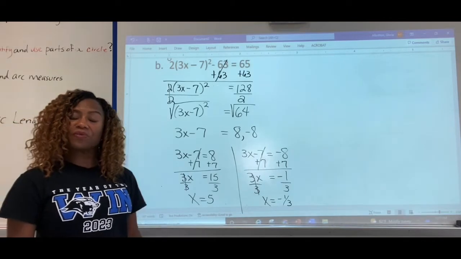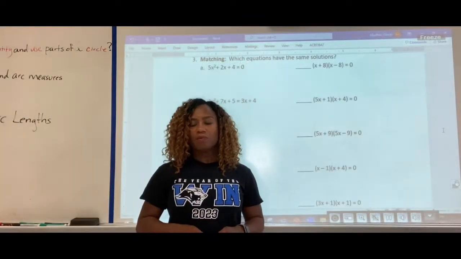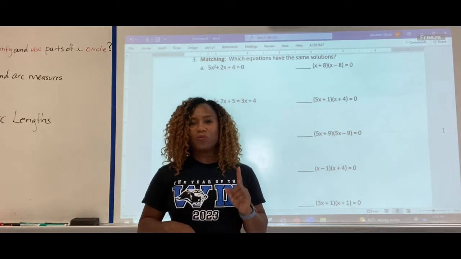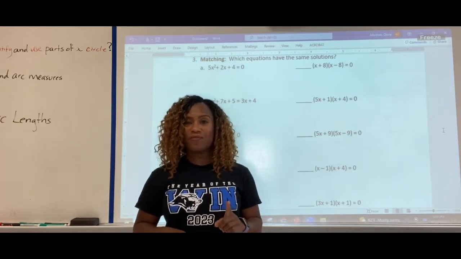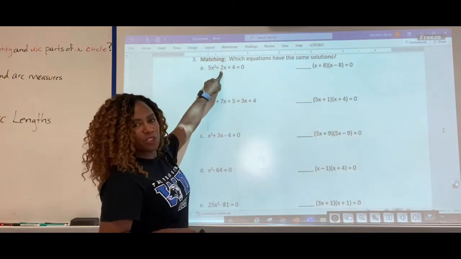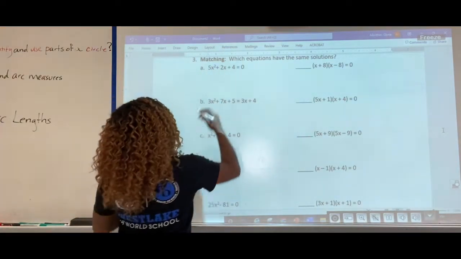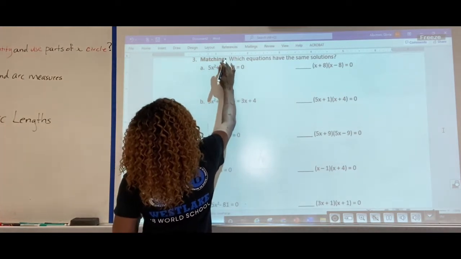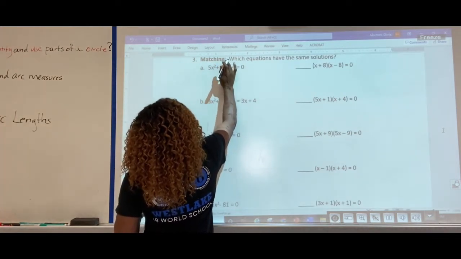Let's take a look at number 3. Problem number 3. Now before I actually start working on problem number 3, there is one mistake that I need to correct for you. On this first problem, 3a, this 2 in the middle should have been a 21. So this should be a 21x. So I'm going to go ahead and put the 1 in there. And now we're going to work it out.